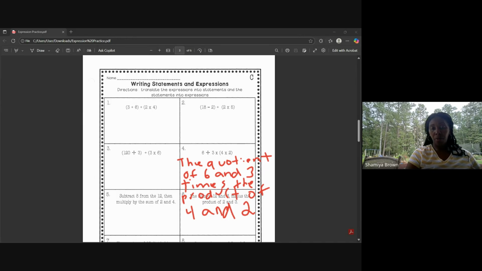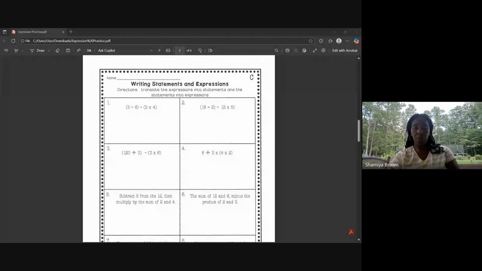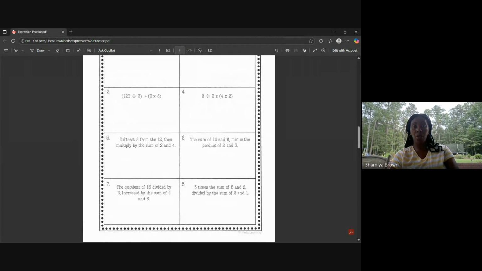So let's go to the next section. In the next section, we're going to be turning the statements into expressions. So we're going to turn the words into expressions.